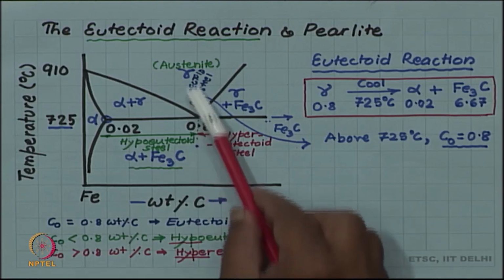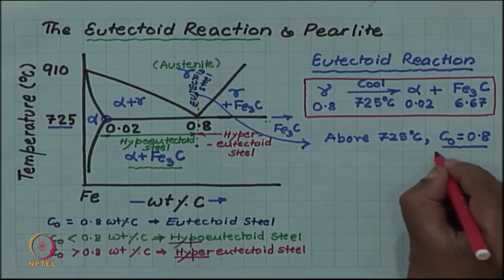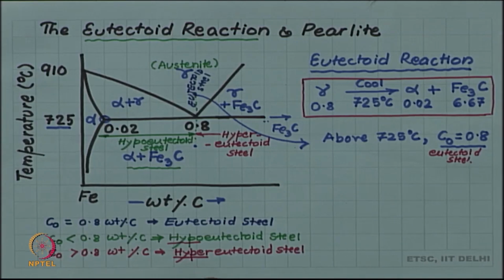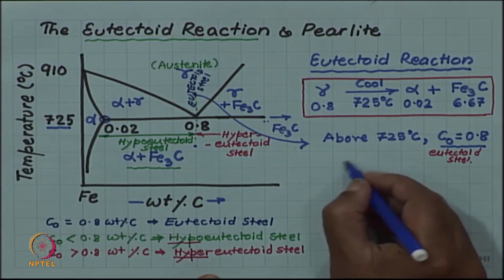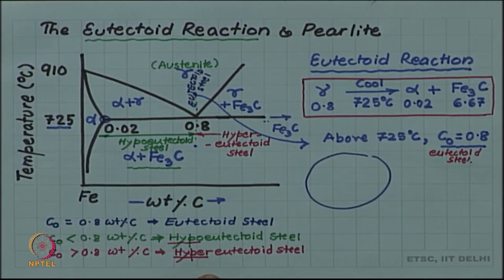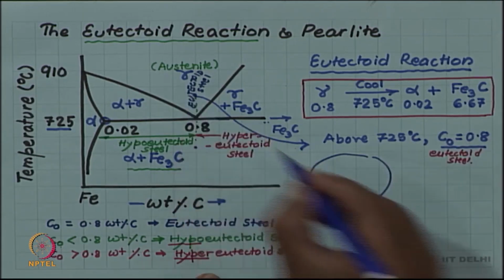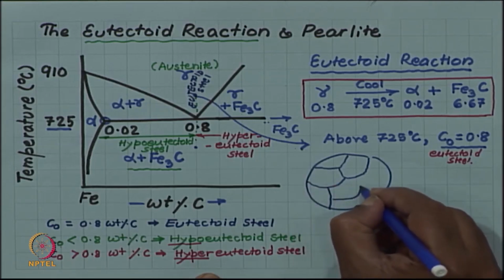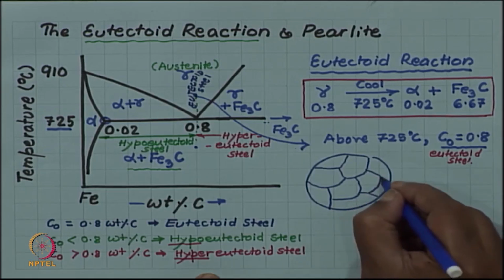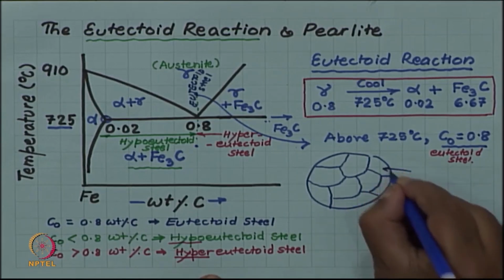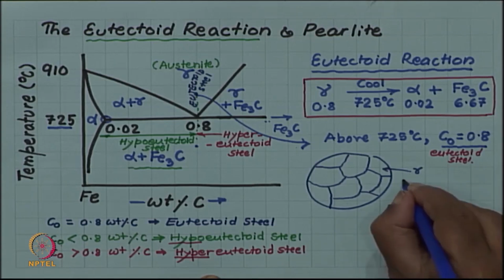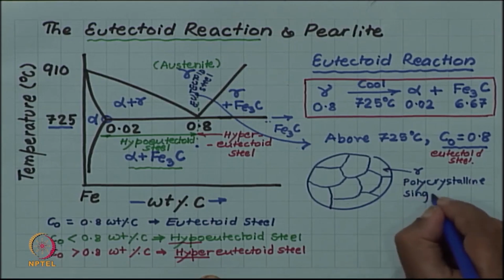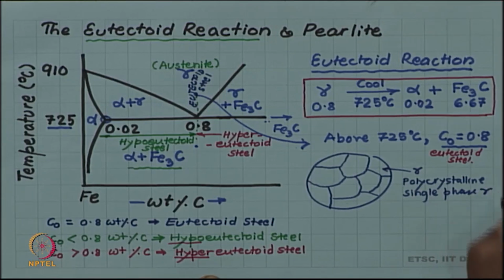So, we are now currently considering the eutectoid steel, that is 0.8% carbon. And that steel, if I look at the microstructure above 725, then I should have a single phase gamma, but you have now studied that although it is single phase, it need not be single crystal. There may be many differently oriented crystals giving you what are called the grains and grain boundaries. So, all grains are gamma, but it is polycrystalline, single phase austenite gamma.